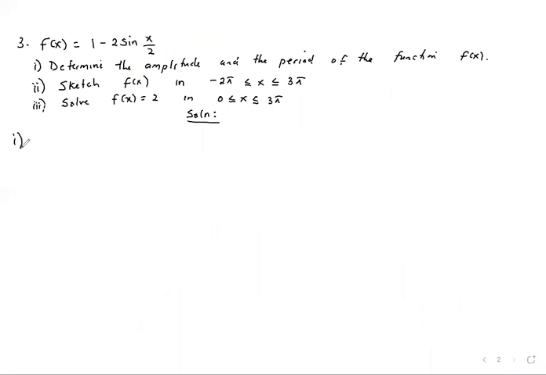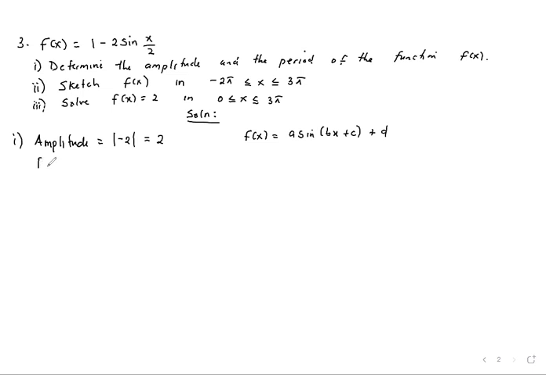Part 1. Determine the amplitude and the period of the function. The amplitude of the function is given by the absolute value of negative 2, which is equal to 2. Since this function f of x is in the form a sine bx plus c plus d, we know that the modulus of a is the amplitude.